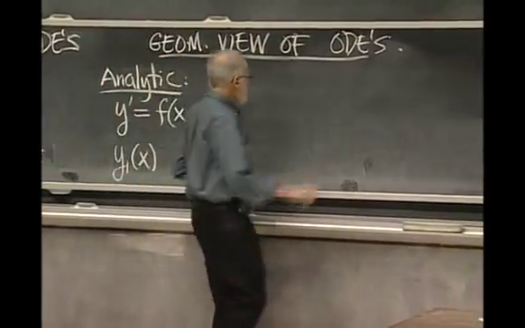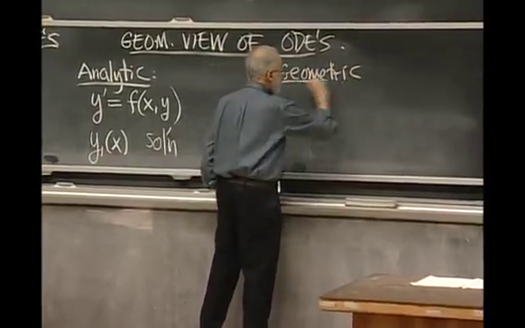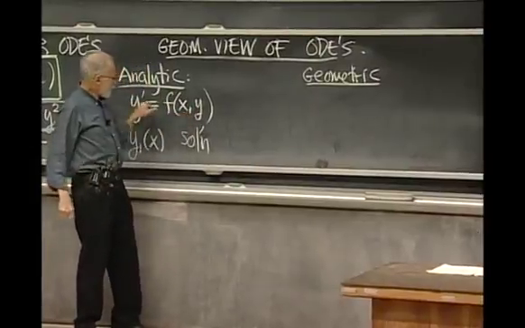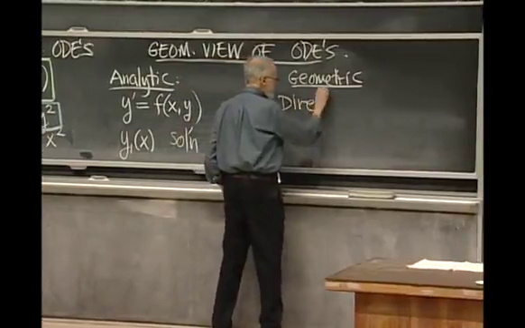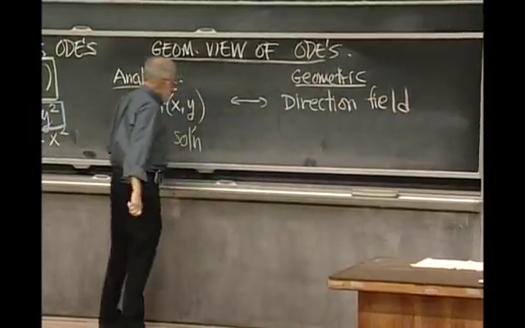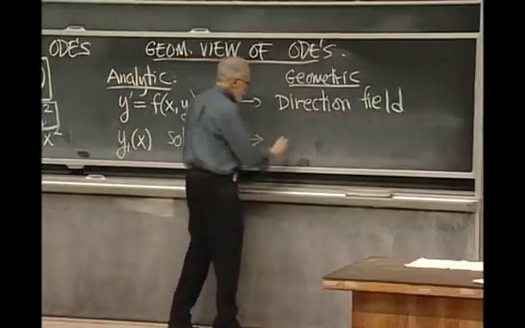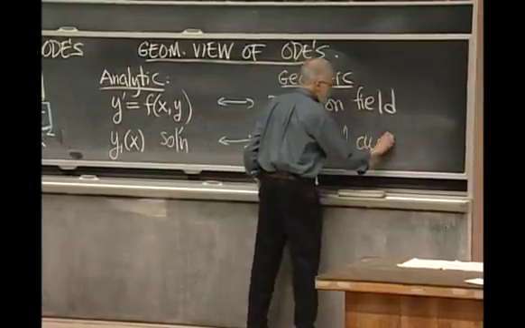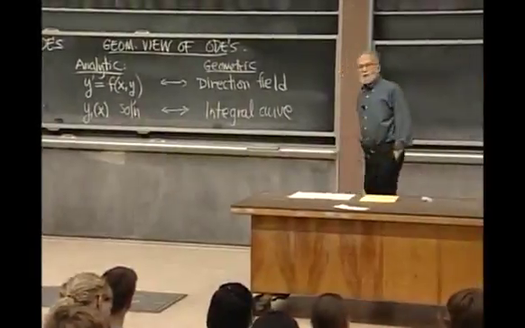Now, the geometric view, the guy that corresponds to this version of writing the equation, is something called a direction field. And the solution is, from the geometric point of view, something called an integral curve. So let me explain, if you don't know what the direction field is. I know for some. So what's a direction field?